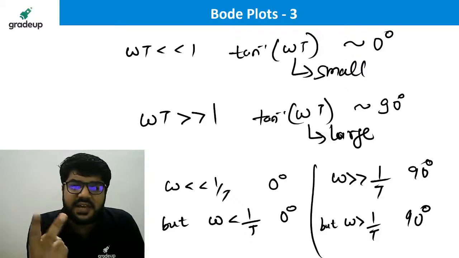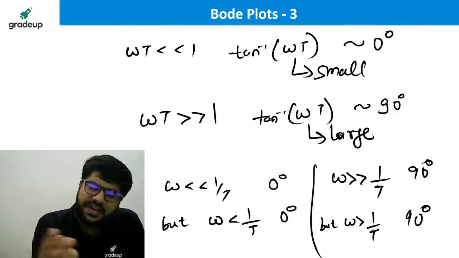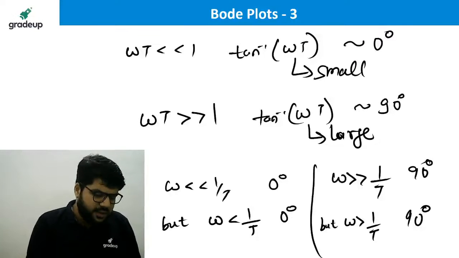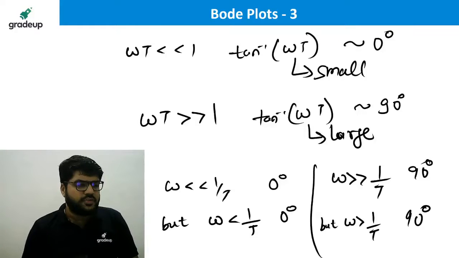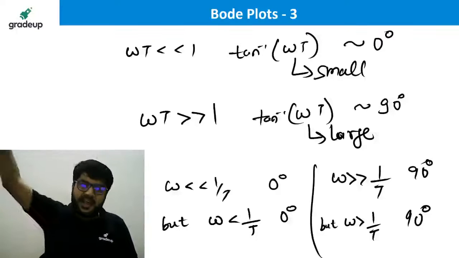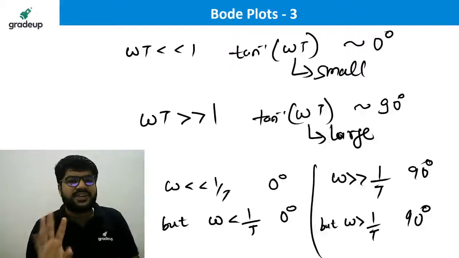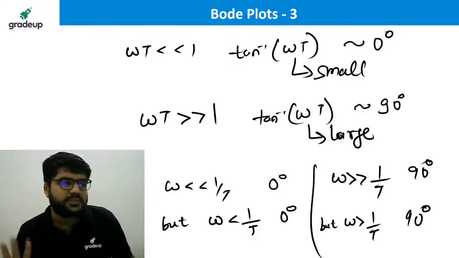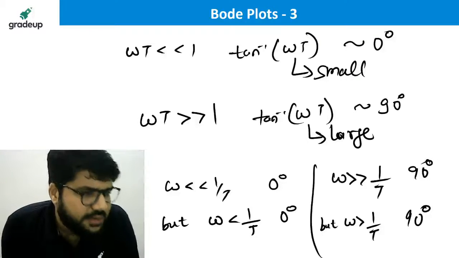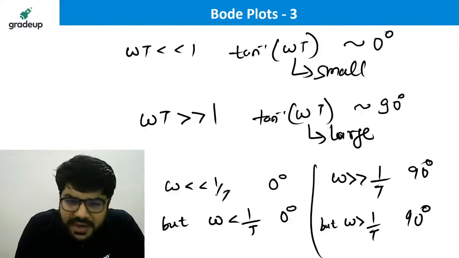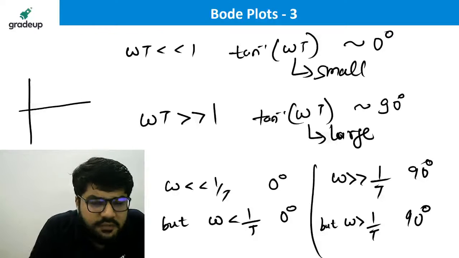Tan inverse of a large value, not only infinity. Use your calculator and put any large value; it nearly goes to 90 degree. Suppose I put tan inverse 2000, you see 89.97. Tan inverse 1000 gives 89.94. So going towards high frequency, it's not necessary to be infinity. If omega T is large, put 1000, you get 89.94, which is very close to 90. So the same approximation: if omega is just less than 1 by T, 0 degree, like we had the approximation for magnitude.